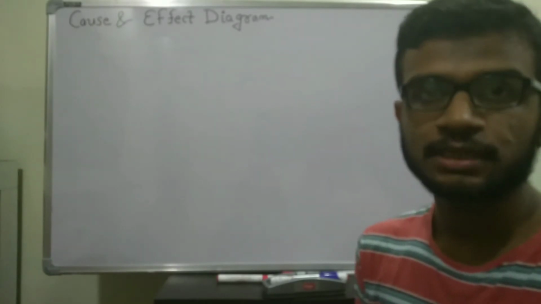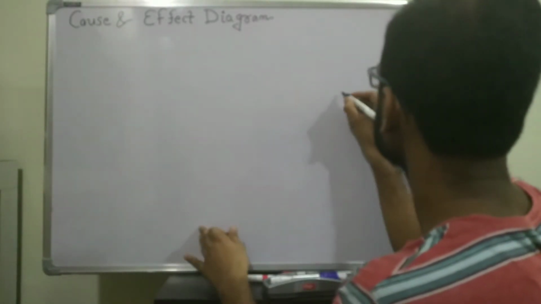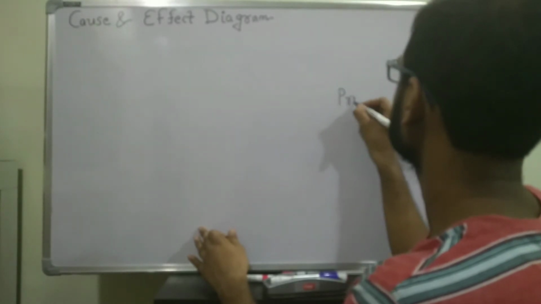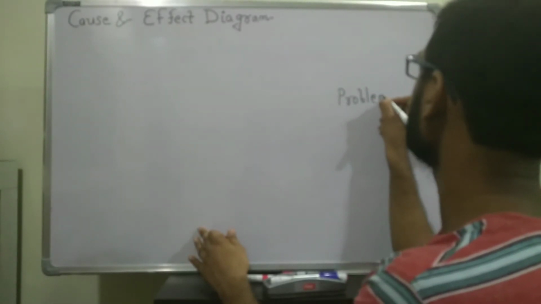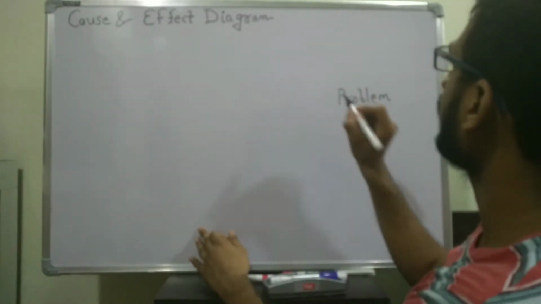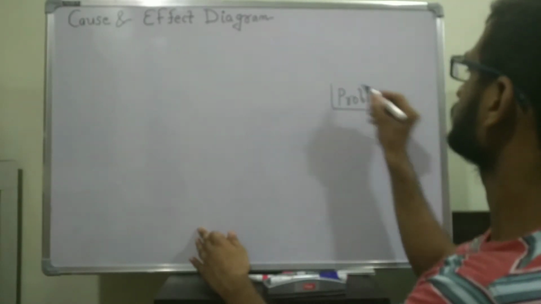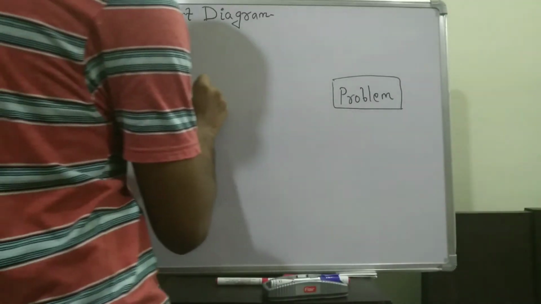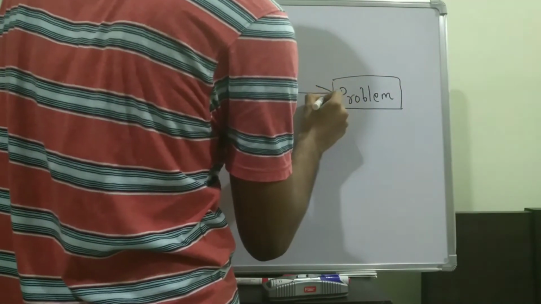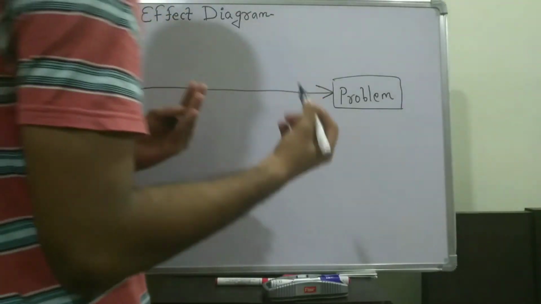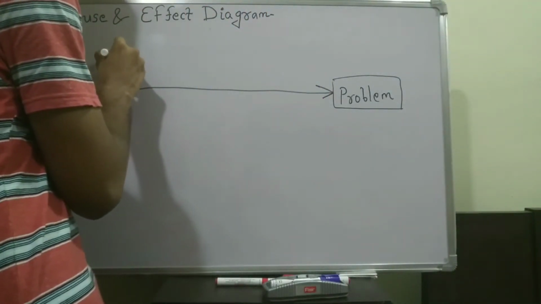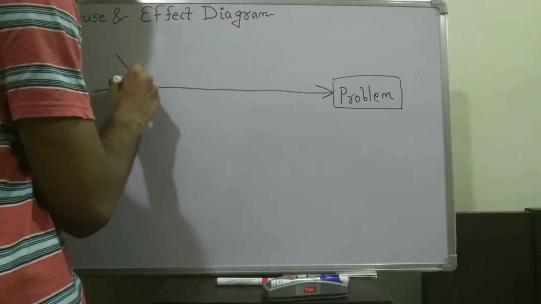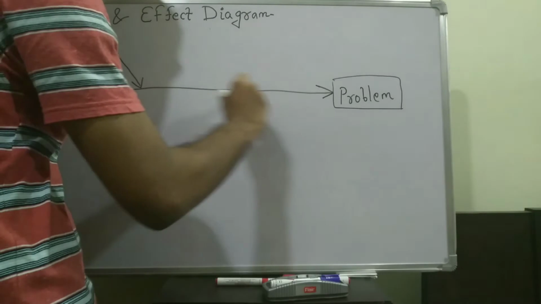The first step in drawing a cause and effect diagram is taking the problem. The problem is taken here, and then we draw it inside a rectangular box. After that, we draw a horizontal arrow towards it. And then we identify the causes, and we write the causes in this way, again with arrows pointing towards the horizontal arrow.